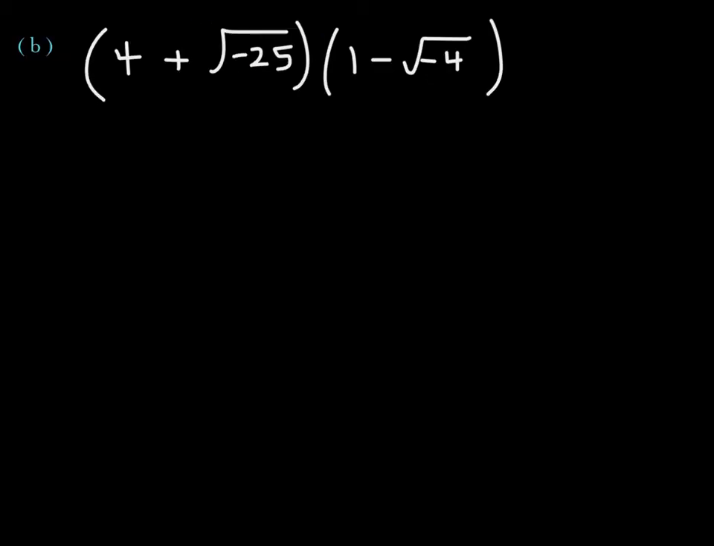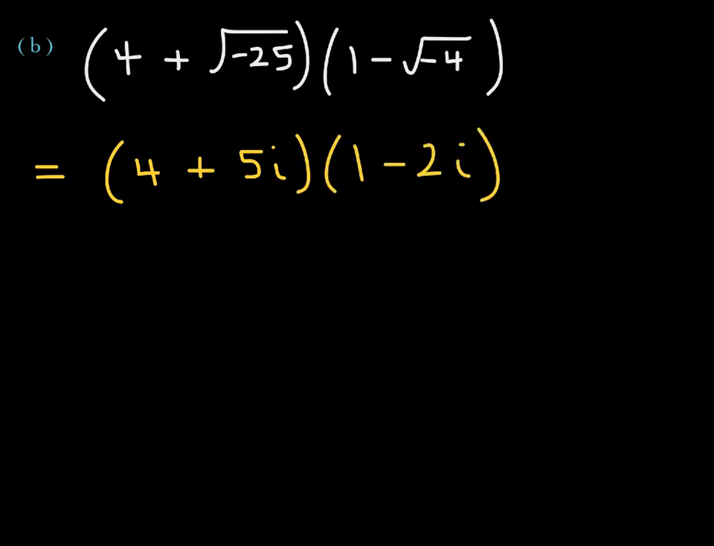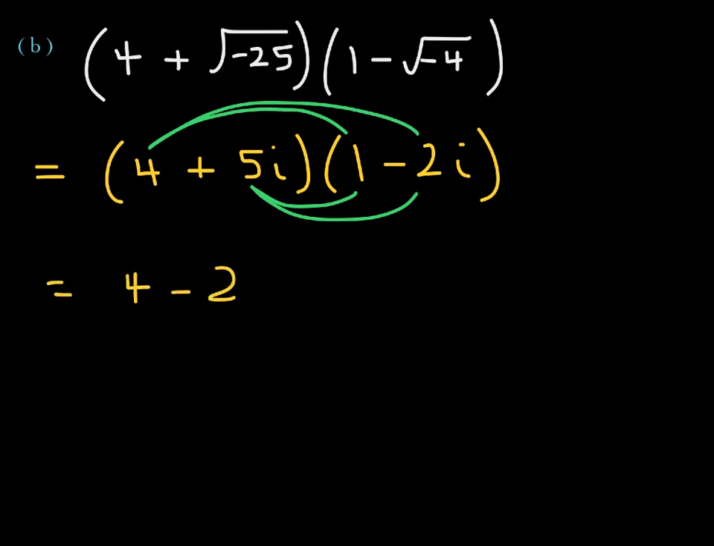Here we have a product of two numbers, but the problem is that neither one of them is written in standard form. So before we operate, make sure they're in standard form. That's very important. So here, this can be rewritten as 4 plus 5i, and then this one can be rewritten as 1 minus 2i, okay? And now we can distribute 4 times 1, 4 times negative 2i, 5i times 1, 5i times negative 2i. So then what we'll get is 4 minus 8i plus 5i minus 10i squared.